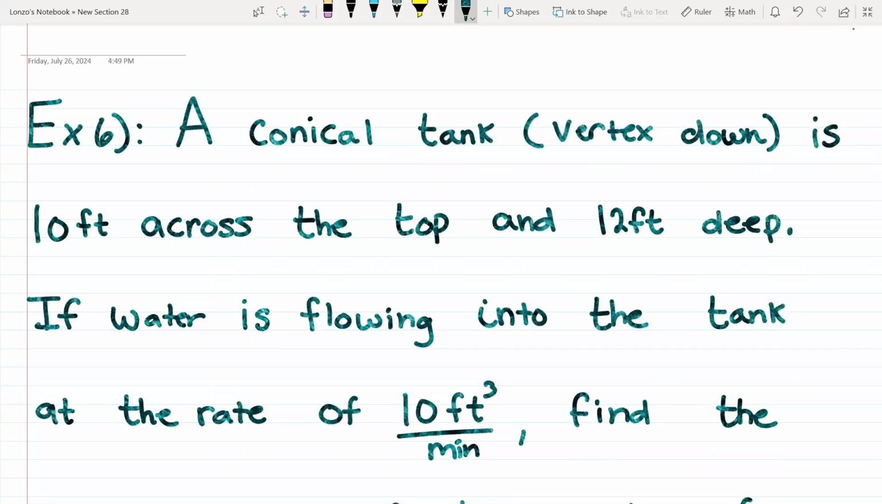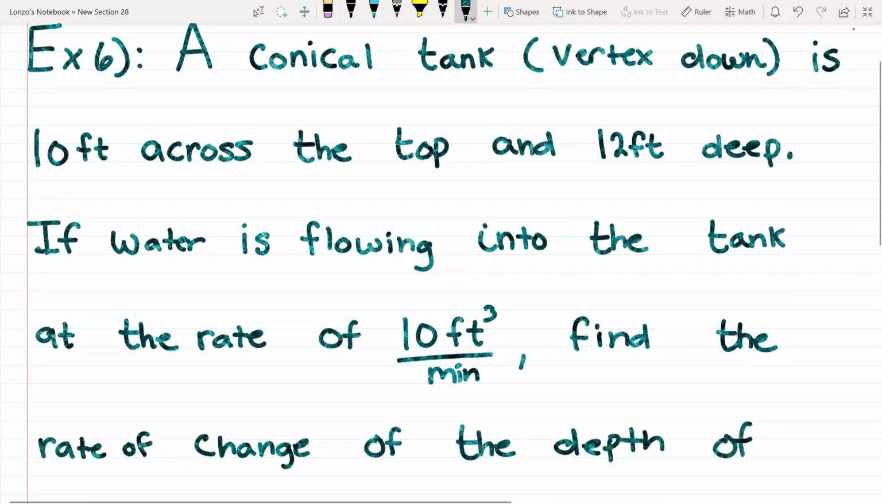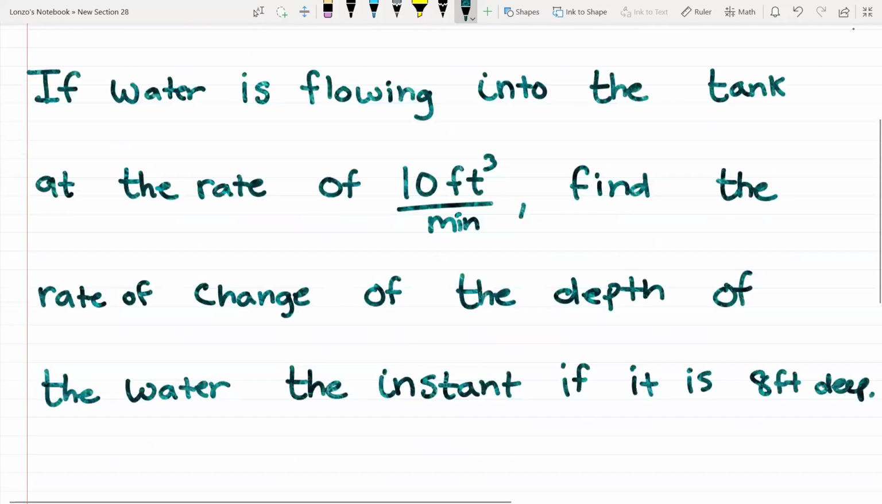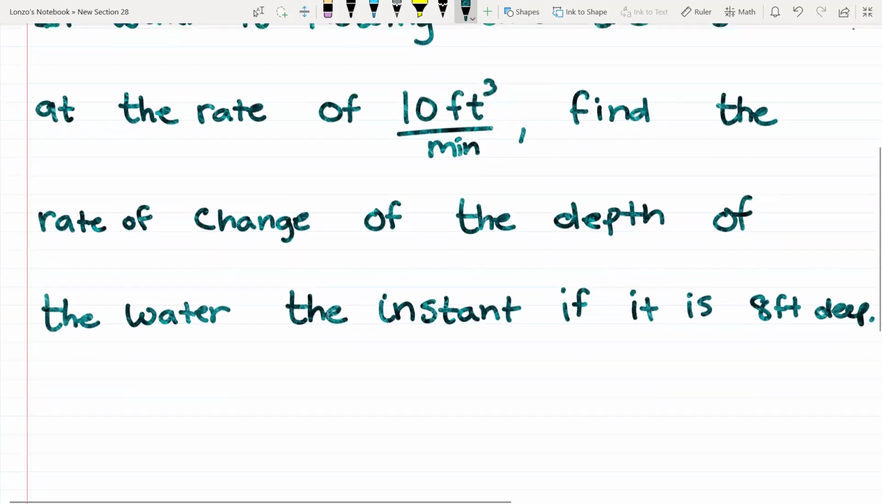So in example 6, it says a conical tank, vertex down, is 10 feet across the top and 12 feet deep. If water is flowing into the tank at a rate of 10 feet cubed per minute, find the rate of change of the depth of the water at the instant it is 8 feet deep. Okay, so think of this upside down cone.